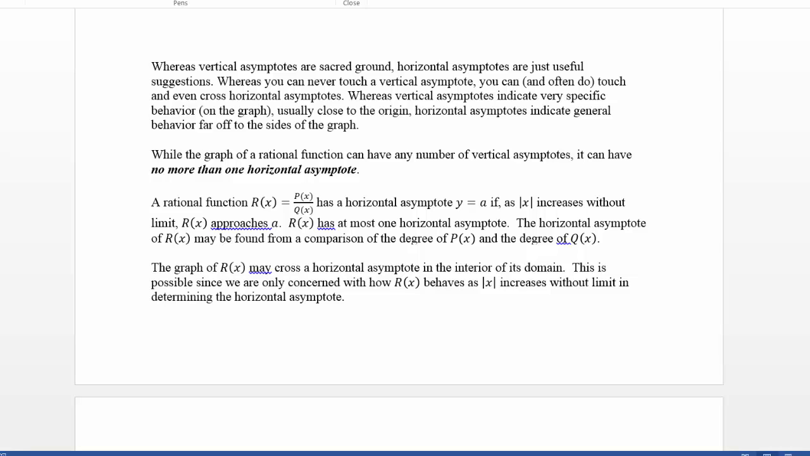This is quite a little bit different than what you have with vertical asymptotes, where it absolutely cannot touch or intercept the vertical asymptote. Now, with horizontal asymptotes, we are only going to have one at the most. Whereas vertical asymptotes, you could have multiple asymptotes. And so there's lots of differences here with horizontal asymptotes.